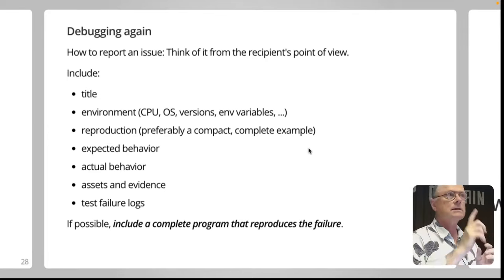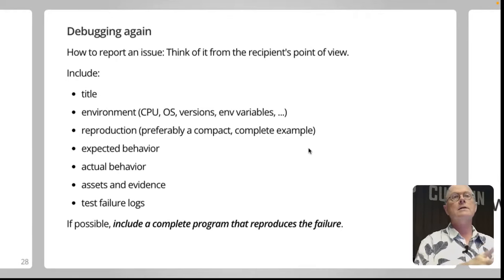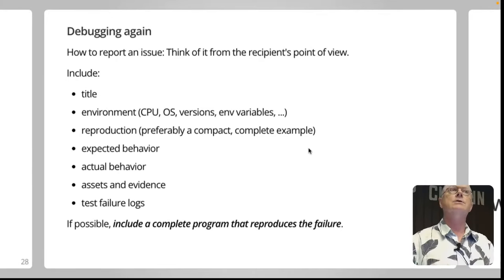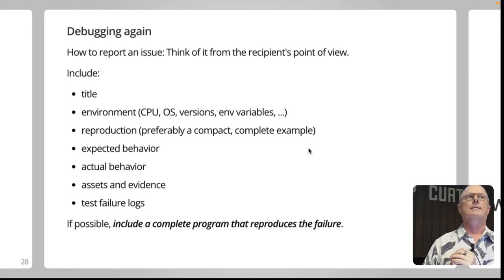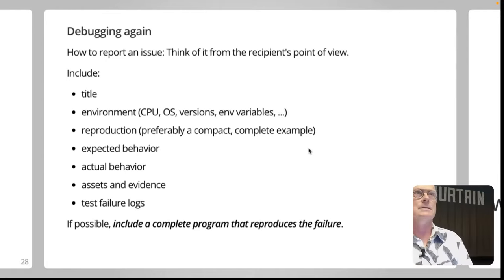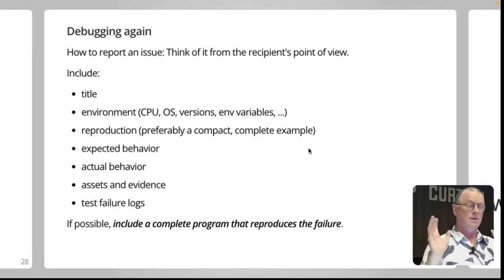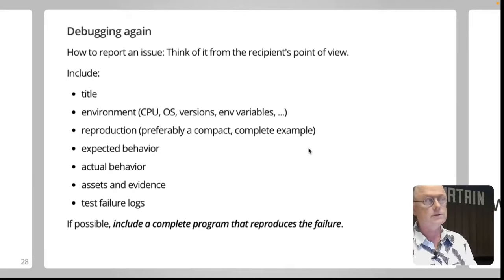And one of the best ways to fix bugs, by the way, is not to fix the bug, but to write the test that shows the bug happening. And then you just work on the code until the test passes. That's a really, really good way to think about it. And so always include a complete program if possible. It's not always possible, sometimes it's just too hard. But if you can, it's a huge, huge boon to the person who's fixing it.